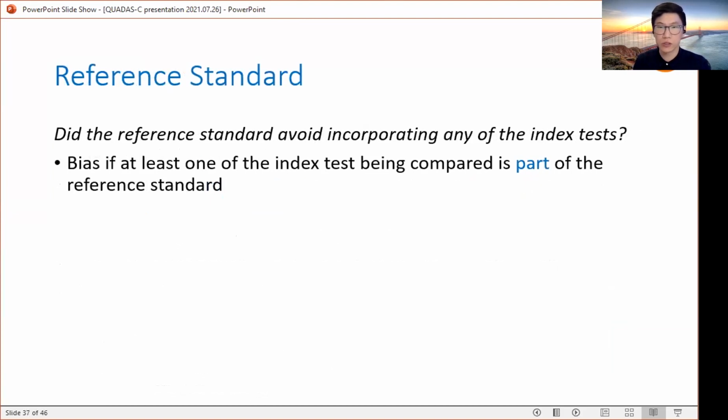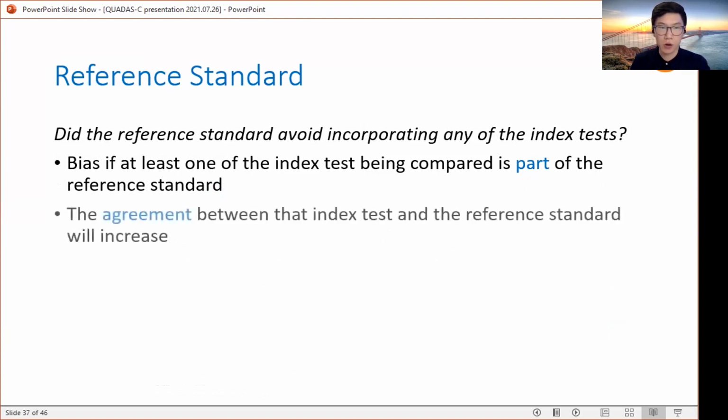In the reference standard domain, we have a question saying, did the reference standard avoid incorporating any of the index tests? And this incorporating alludes to what we call incorporation bias, and that is that one test is being part of the reference standard. Now, if an index test is part of the reference standard, typically the agreement between that test and the reference standard will increase, leading to bias.